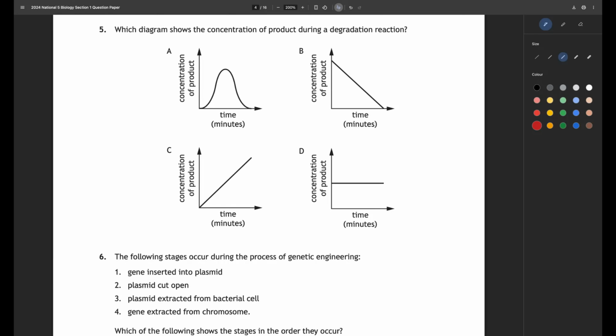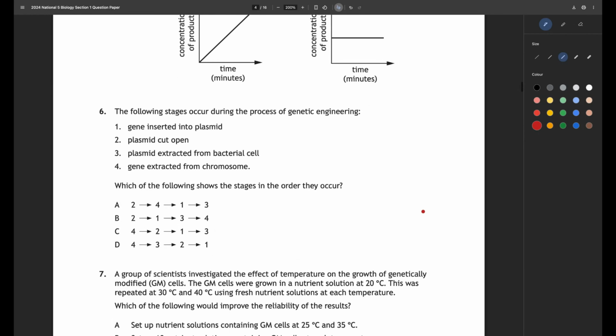Now, obviously, there are circumstances where, for example, you run out of substrate and therefore the product that's made is obviously going to slow down eventually. But this one is during the reaction, so it suggests that there's enough substrate available, which means it's going to be C for this one, where we see that continuous increase in product made over the course of the reaction. So C for that one.